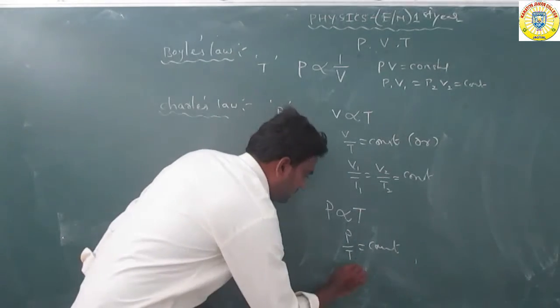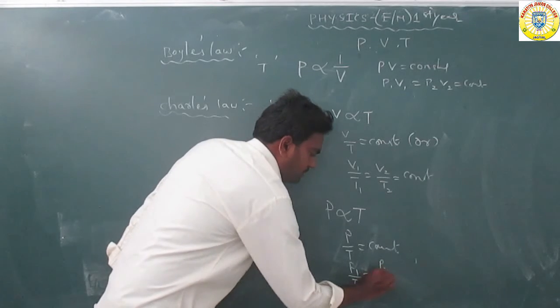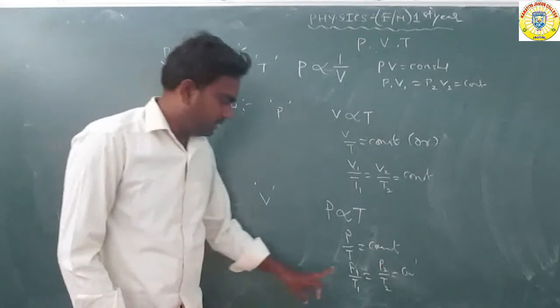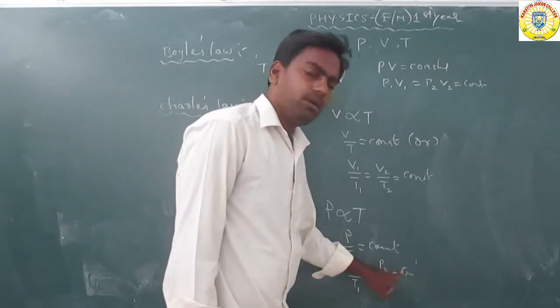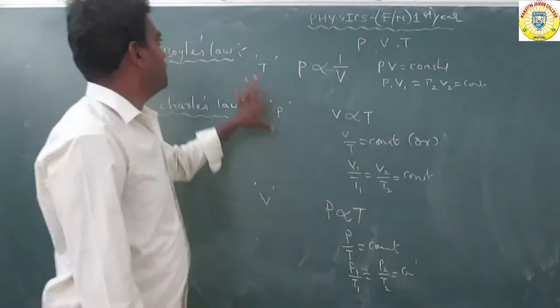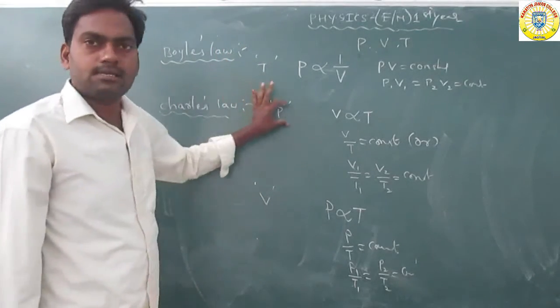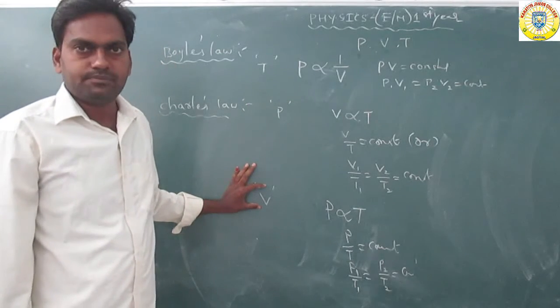Now in another form, P1 by T1 is equal to P2 by T2 is equal to a constant. So Boyle's law holds at a constant temperature, Charles' law at a constant pressure, and this law at a constant volume.